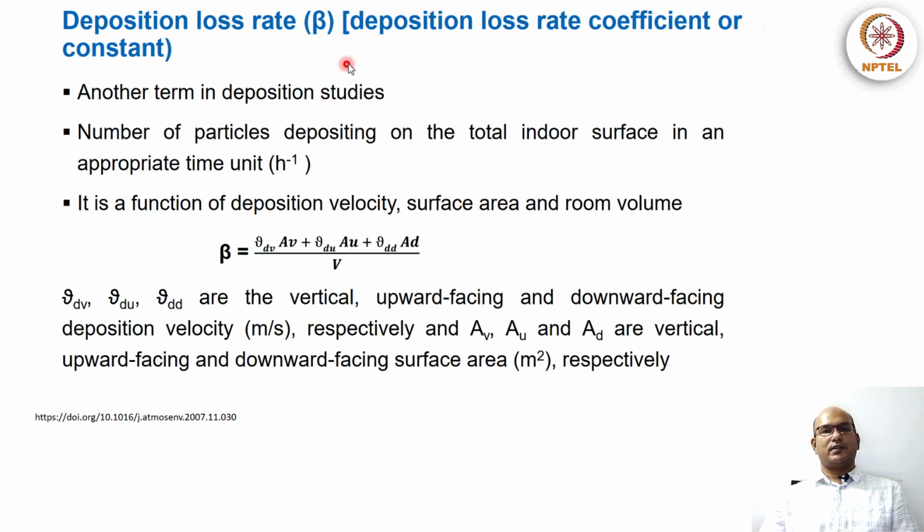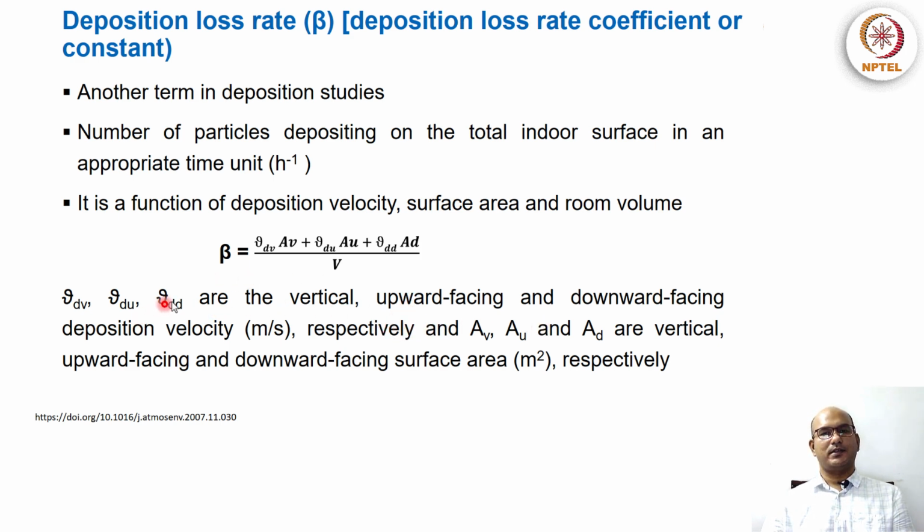Now deposition rate is also written as a deposition loss rate or deposition loss rate constant or coefficient, which is another type of term used in these deposition studies. It's given as the number of particles depositing on the total indoor surface in an appropriate time, so per hour or per second, and it is given as a function of the velocities in different sites and the surface area of different sites.